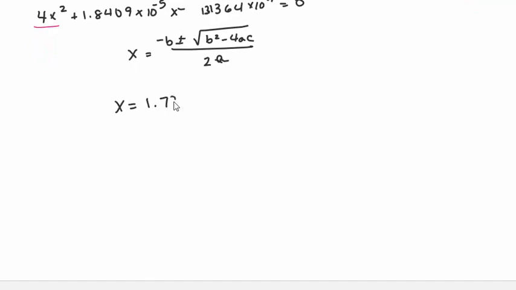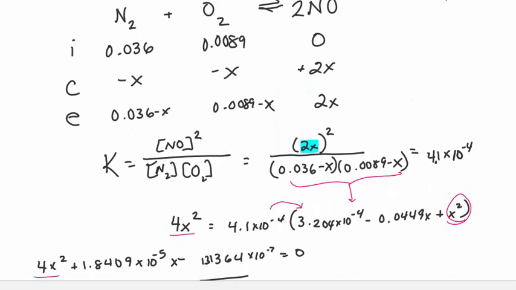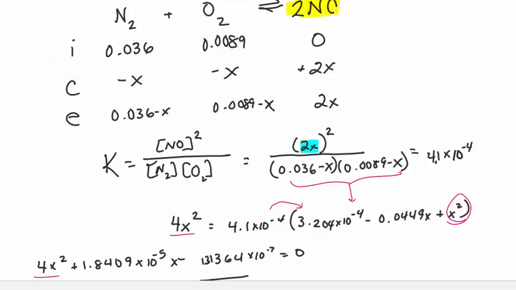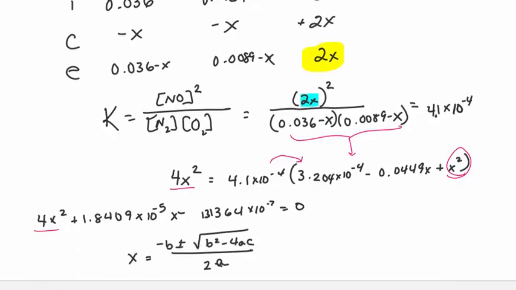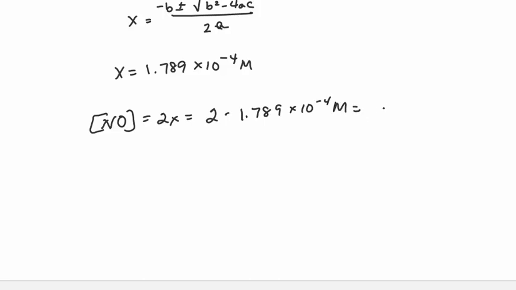Now, remember, this is not the answer. This is x. And x is not the concentration of NO, which is what we're looking for. We're looking for the concentration of NO, which is 2x. We found x. So the concentration 2x is equal to 2 times 1.789 times 10 to the negative 4, capital M molar, which is going to be 3.62 times 10 to the negative 4, capital M molar.